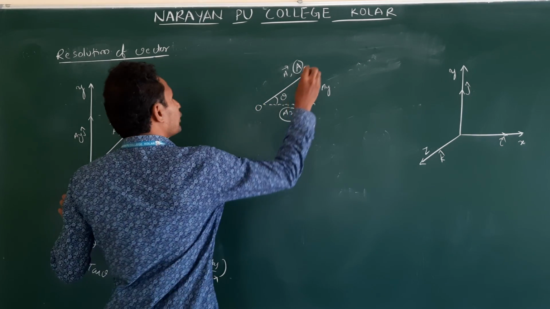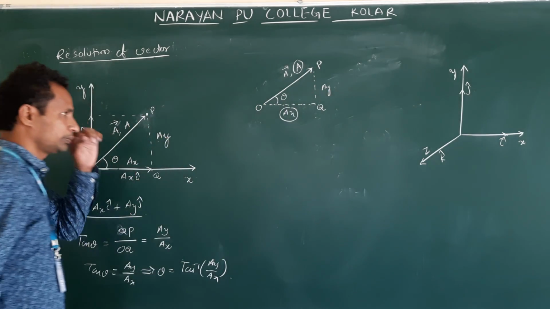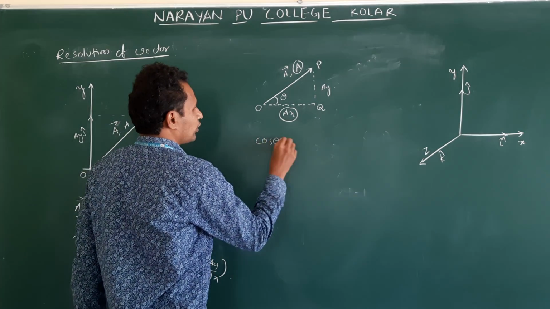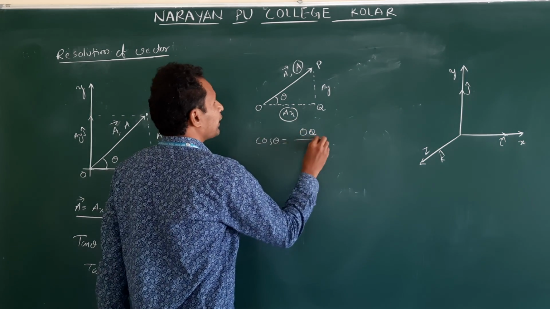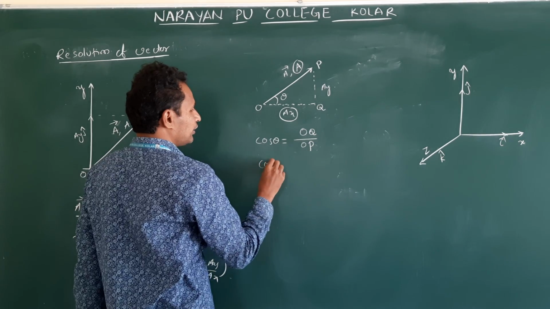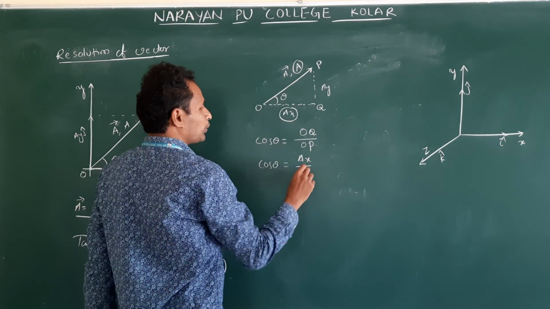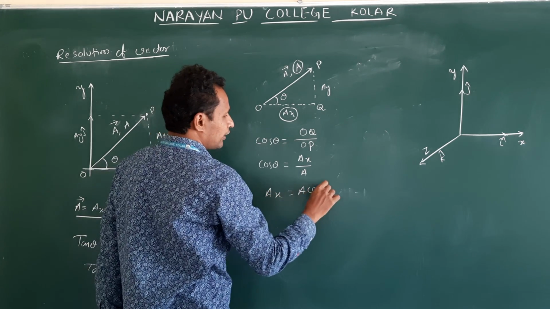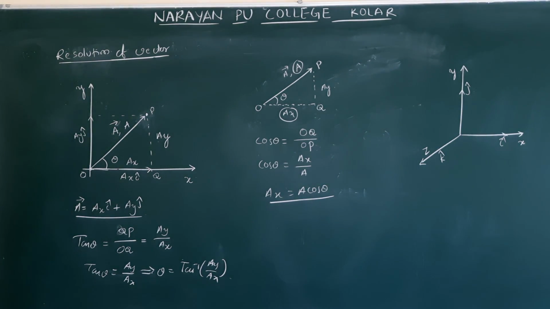So let us take this as O, this is P. What is this? This is Q. Clear? So cos theta. What is that? Adjacent side by hypotenuse: OQ by OP. Clear? Cos theta. OQ is what? Ax. OP is what? A. So Ax is equal to A cos theta. Clear? Understand?